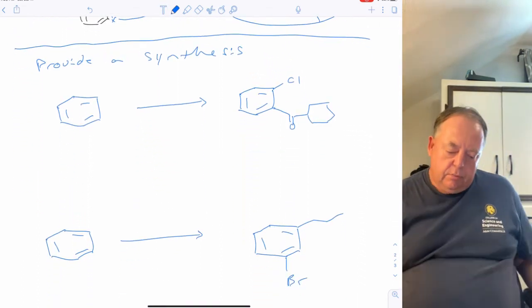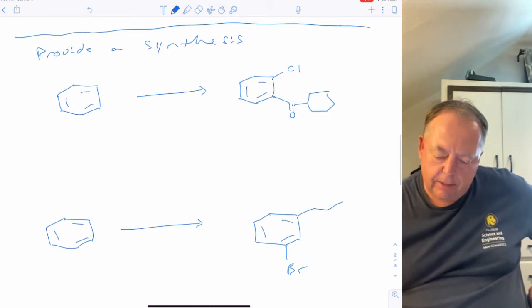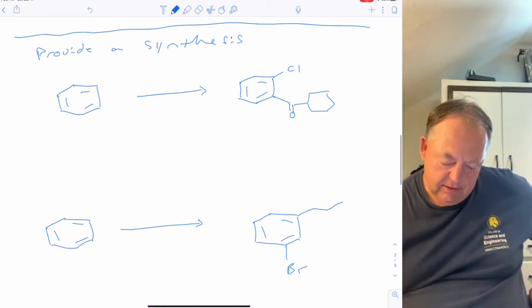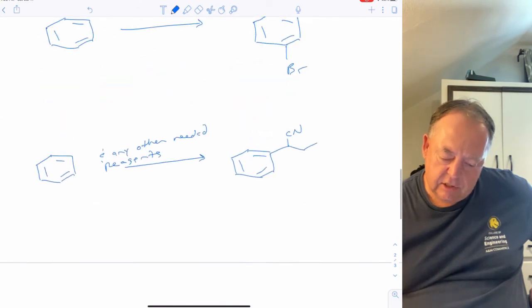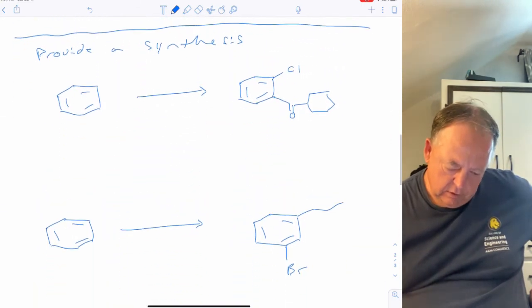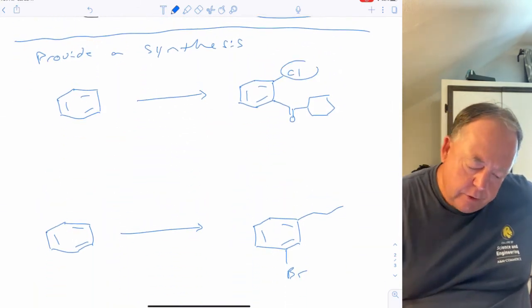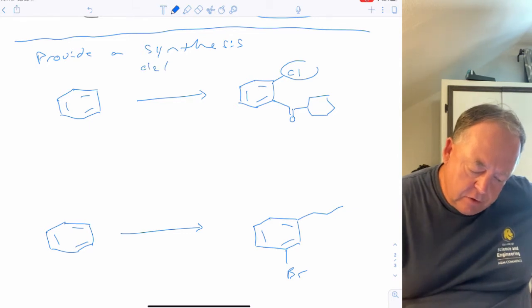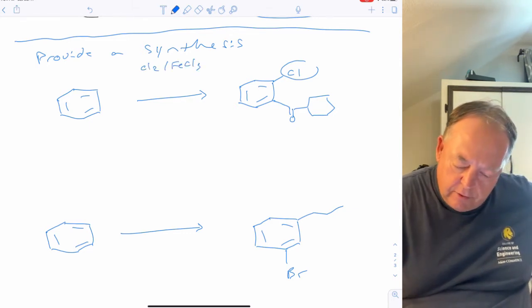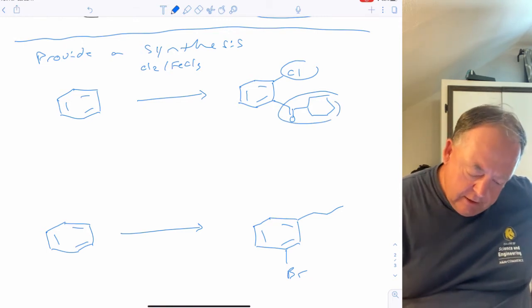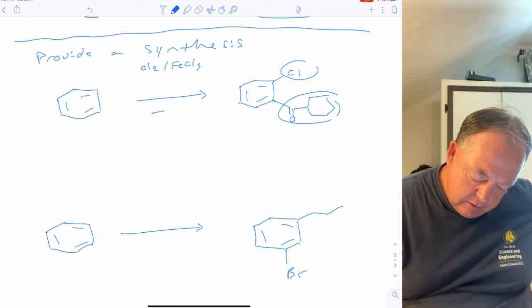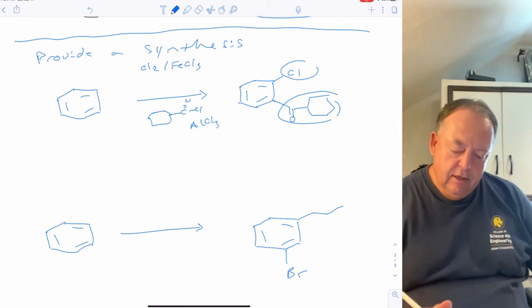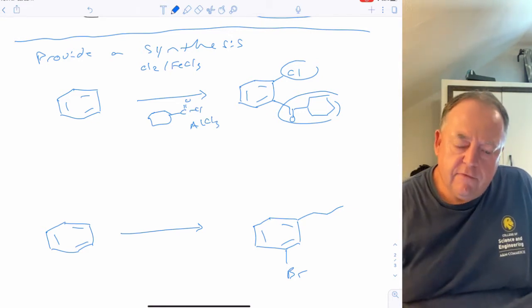Okay, so let's apply what we've covered so far in this chapter to do some organic synthesis. So let's do 3 synthesis problems. So we need to put a chlorine on a ring, so we know the recipe for that is Cl2, FeCl3, right? We want to put a ketone on the ring, so we know the recipe for that is Friedel-Crafts acylation.